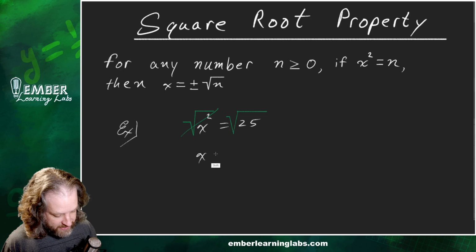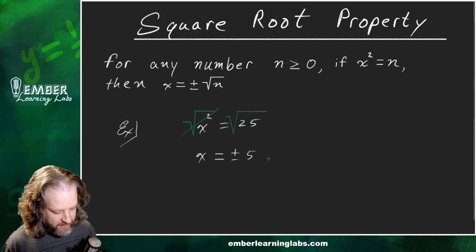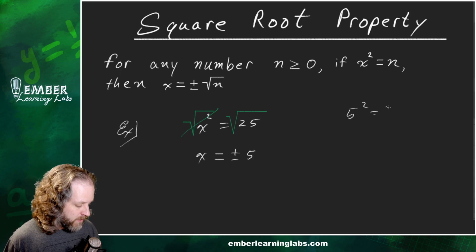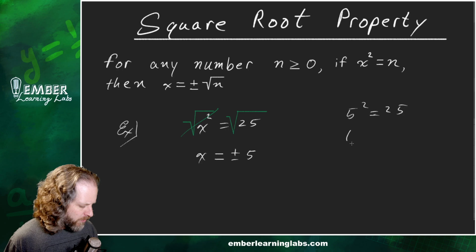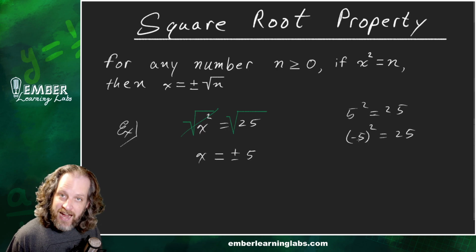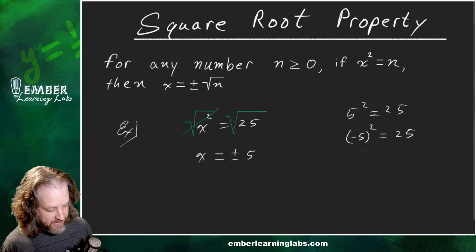Now, why is that true? Why do we end up with plus or minus 5 instead of just 5? Well, because 5 squared equals 25, but also negative 5 squared equals 25, because a negative times a negative equals a positive. So that's why this works.